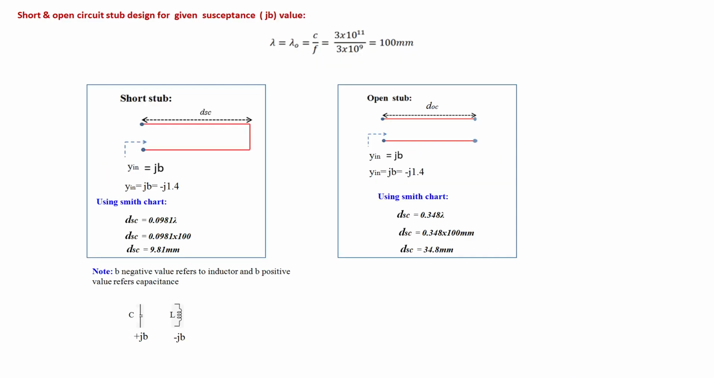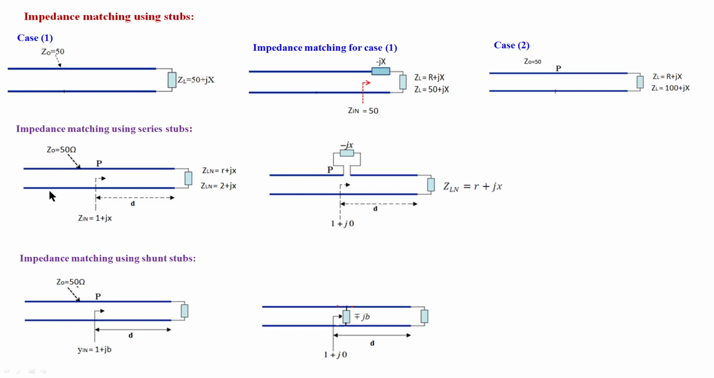As we know, we can use either a shunt stub like this, or a series stub like this. Series stub means you should find out an impedance in this form. Shunt stub means you should find out admittance like this. Admittance is 1 plus jB. Series stub means you should find for the impedance. Impedance must be 1 plus jX.